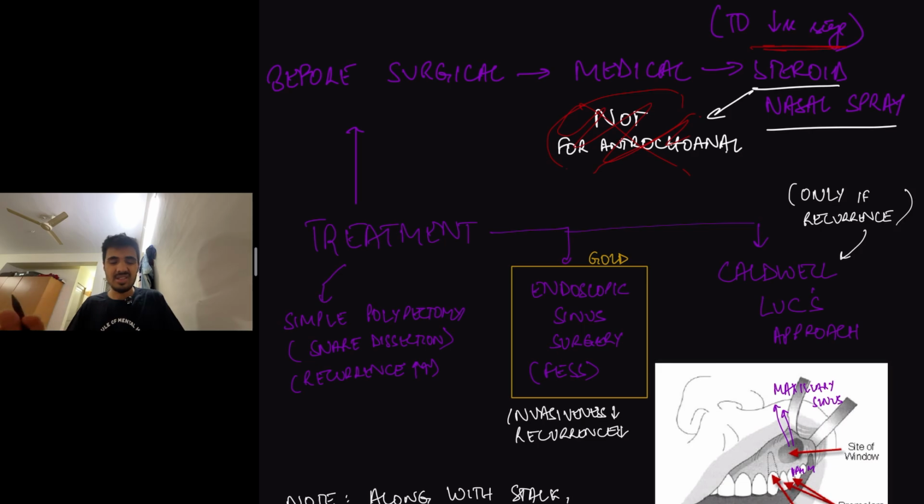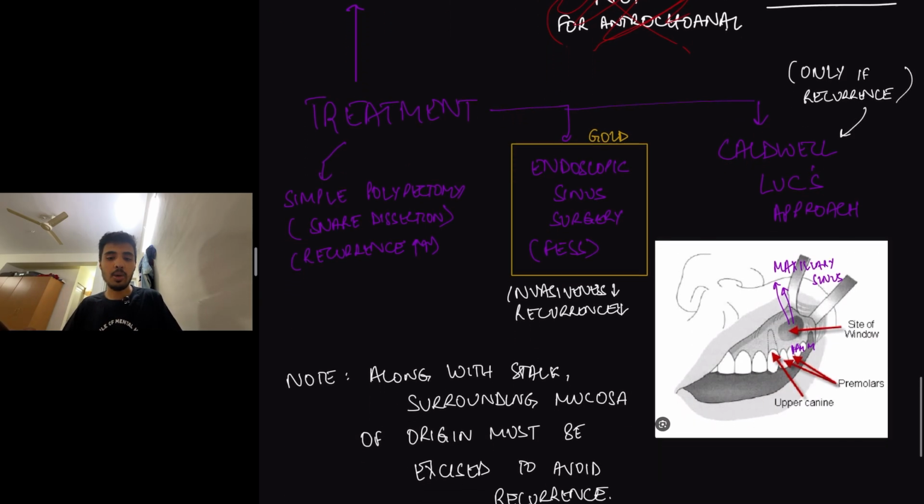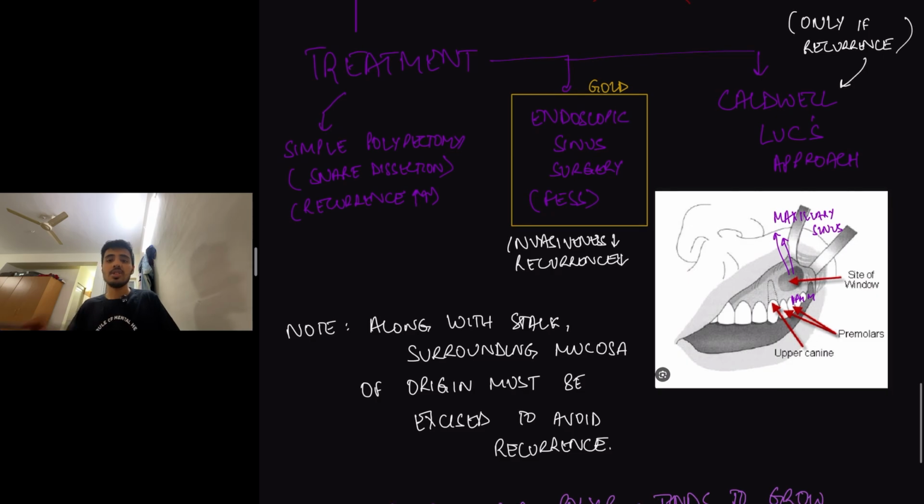But generally, medical management does not work for polyp. We have to go for surgical management. So surgical management is the gold standard. In the olden days, we used to do simple polypectomy using snare dissection. What is a snare? A snare is basically a probe with a wire attached. We pass the polyp through the wire, and when we pull the probe, the wire cuts the stalk of the polyp. Not a very accurate demonstration, but that is the principle of it.